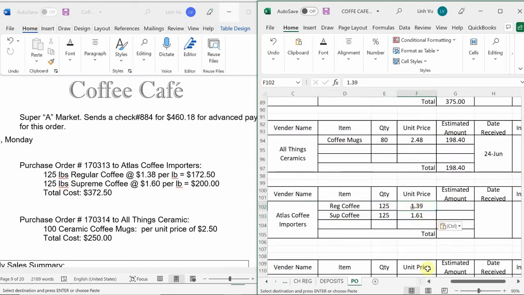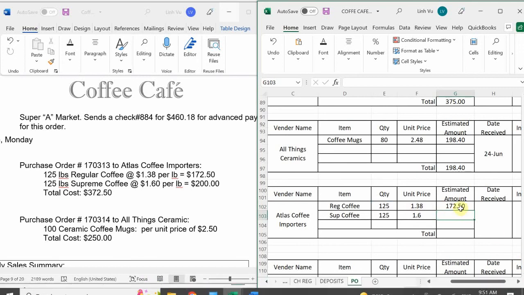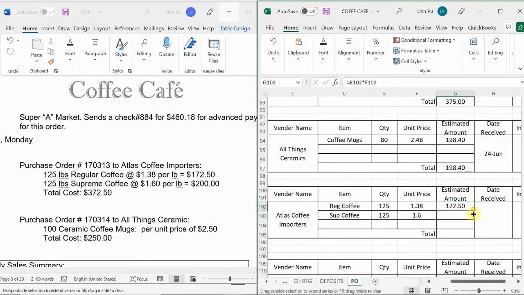Okay. But the pounds, let me see, how much is it per pound? So in this case, $1.38. And then this one's $1.60. Okay. So that should give me my grand totals here. That means I should be expecting this bill to equal $372.50. Okay, so that's for that purchase order.